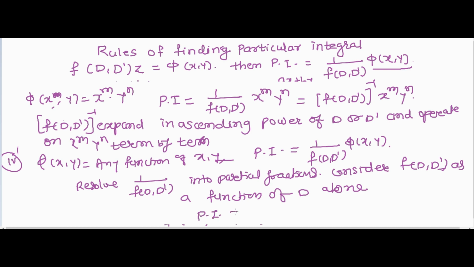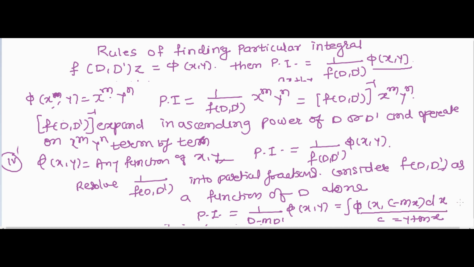Then the particular integral equals 1 divided by D minus mD dash operating on phi of x comma y. This will be a function of x, and we have substituted y equal to c minus mx into dx. What is c? c equal to y plus mx. So y is replaced by c minus mx, and you can see that it is easily integrable. When we integrate, then put the value of c equal to y plus mx, and again operate the second operator.